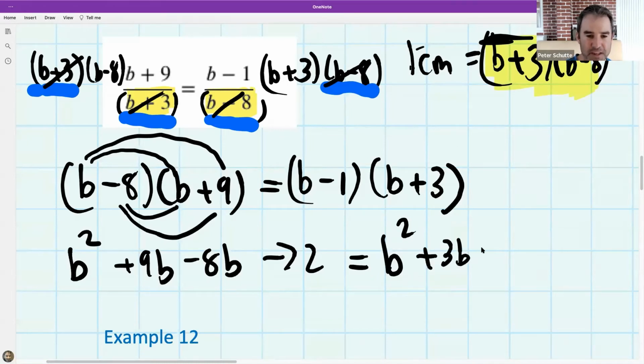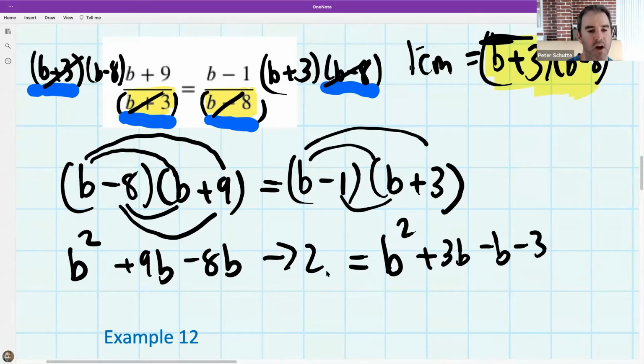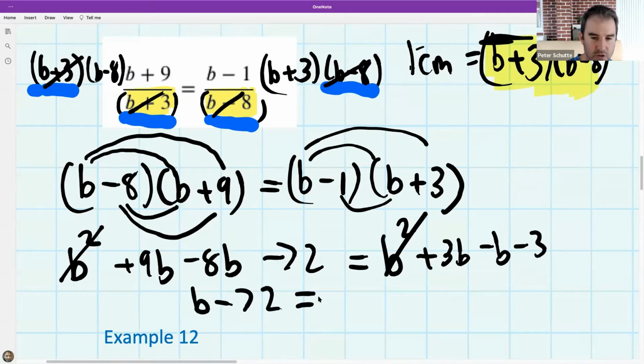So B squared plus 3B minus B minus 3. And now it's the cleanup phase. Now here's the good news, guys. When you ever see two of the same things on the opposite sides of the equation, they knock each other out. Basically, if you subtracted B squared from both sides, they would disappear. So good night, B squareds. Then what is 9B minus 8B? It's just going to be B minus 72.